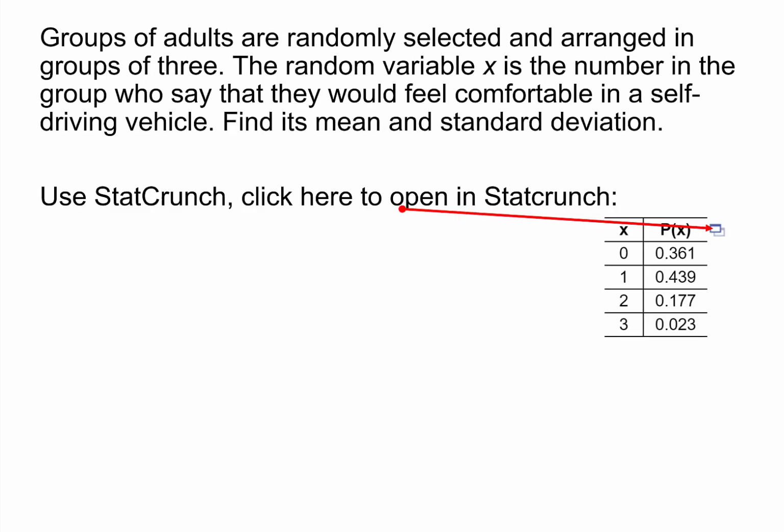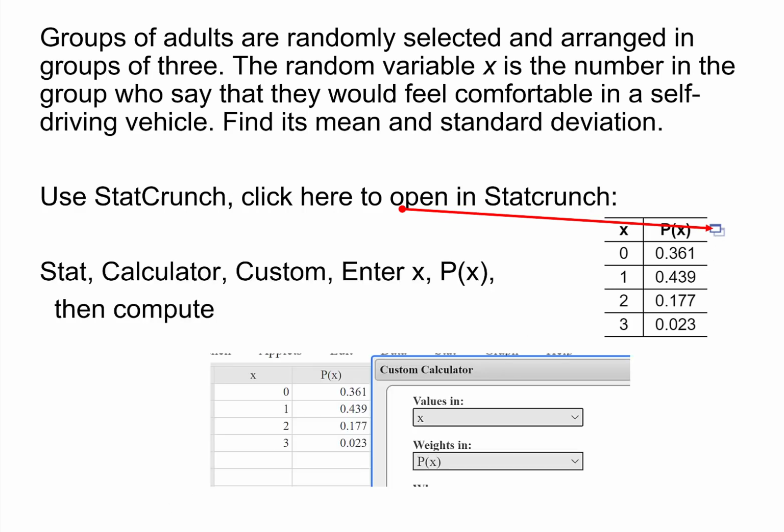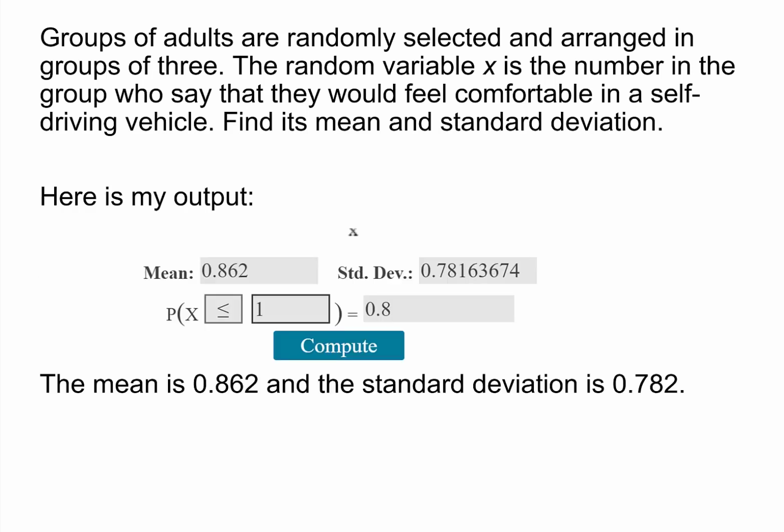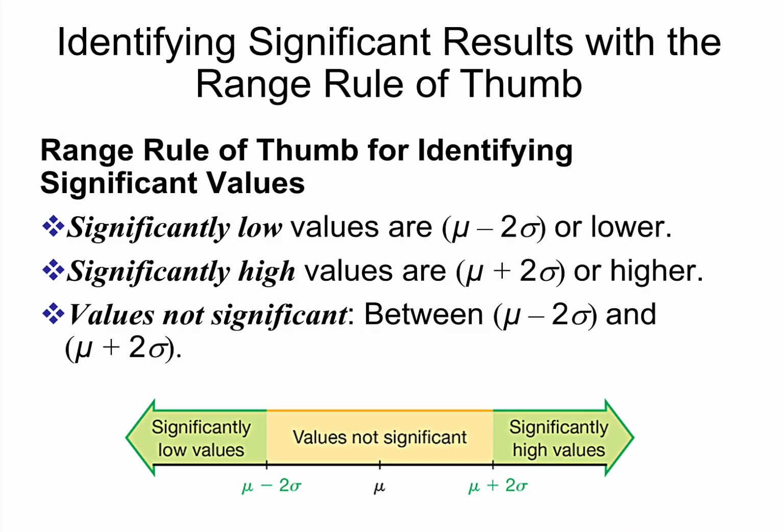Now we want to find the mean and the standard deviation. So in StatCrunch, this actually came from a homework problem, and so there was a little icon next to the little data table, and I can open this directly in StatCrunch. And I'm going to use the command Stat, Calculator, Custom. I'm going to identify X and the weights P of X and then compute. And so here's my output. So my mean is 0.862 and my standard deviation is 0.782. And if I wanted to find the variance, I would square the standard deviation.